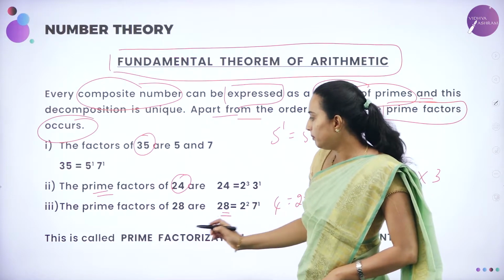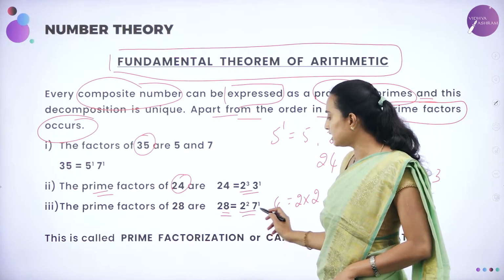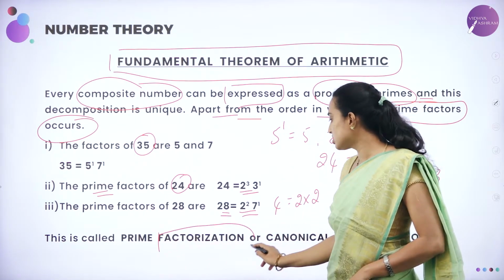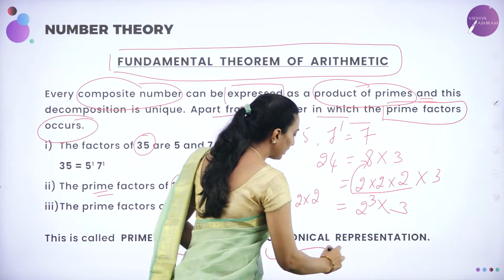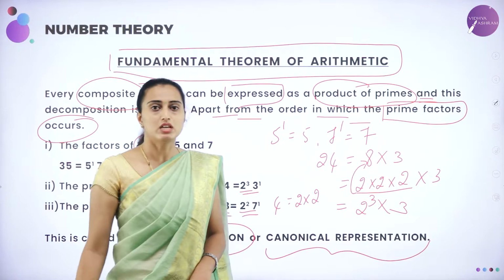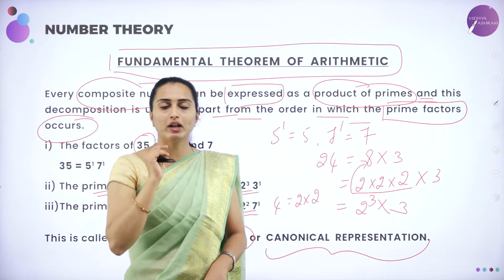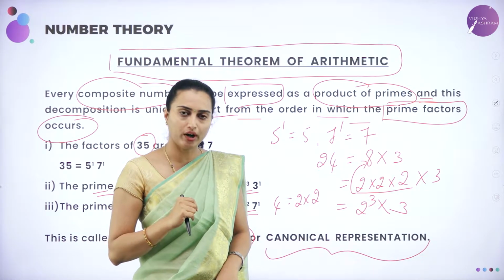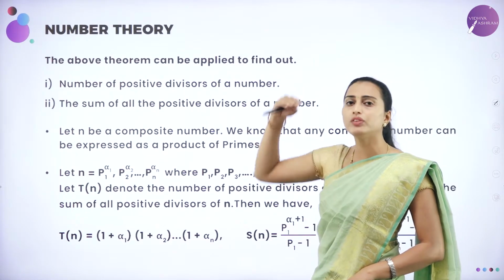Okay. Next, this kind of representation is going to be known as factorization, or it is going to be known as canonical representation. This type of question will be asked for 1 mark in your final examination. Got it? Next we'll be moving on to the above theorem.